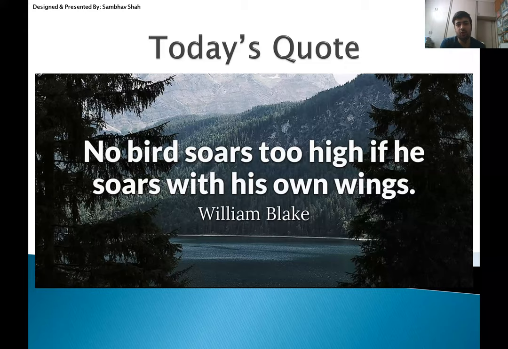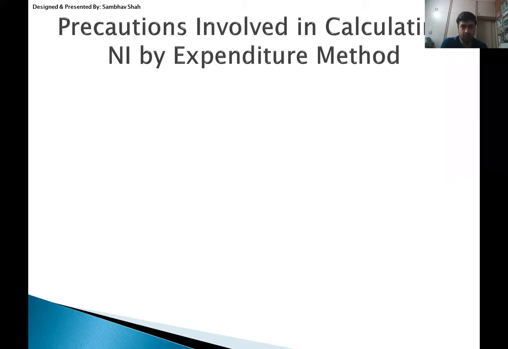Let's start. Today, we are going to learn about precautions involved in calculation of national income by the expenditure method. Today, we are going to learn what are the things that you have to take care of before you start your calculation of national income with the expenditure method. So some precautions are there.